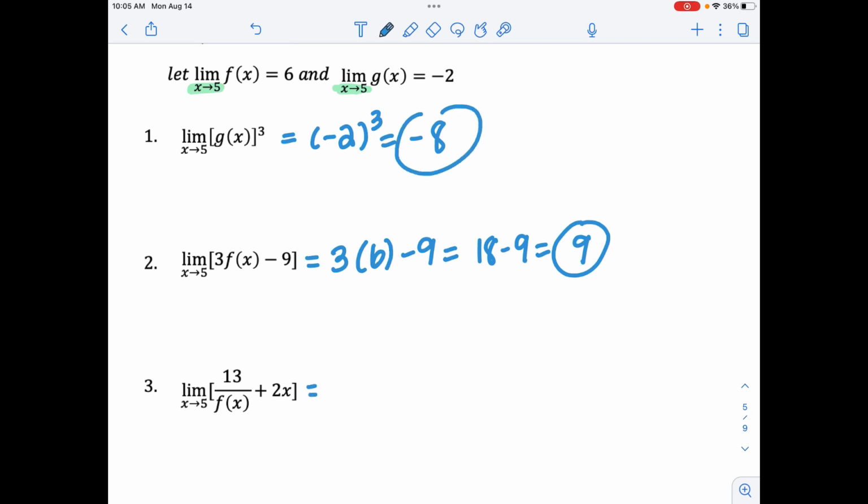This one looks tricky, but I'm just going to do 13 over 6, because that is the limit as x approaches 5 of f of x, plus 2 times, okay, so what should I put in for x? That's interesting. I'm just going to put in 5 there, which might be tricky, but the reason we're plugging in 5 there is because of some algebraic rules that we'll learn later.